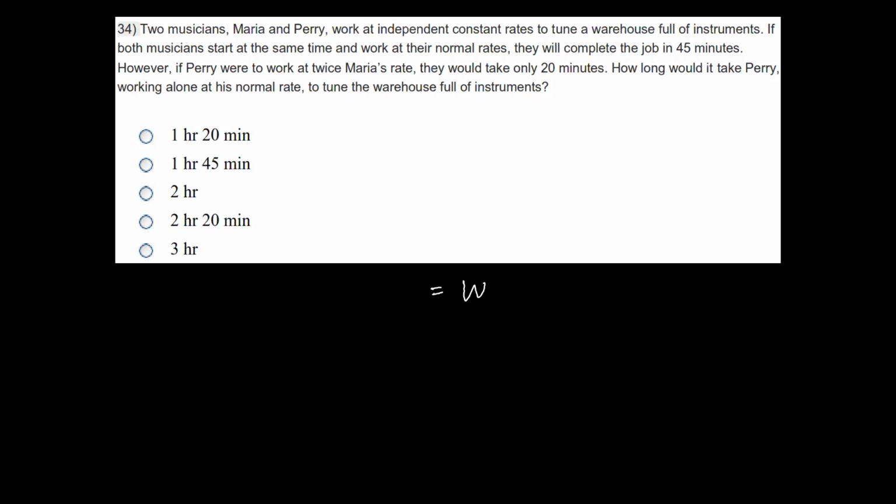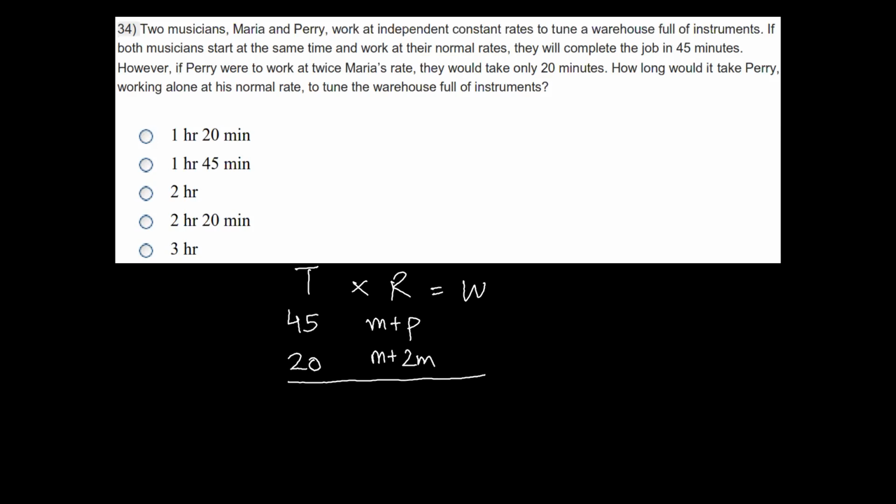Okay. So work done is equal to rate into time. So let's just fill in all the information. If both work at their normal rates, they'll finish the job in 45 minutes. So Maria plus Perry, they work together, they will finish the job in 45 minutes. Let's keep it 45 here. And if Perry were to work at twice Maria's rate, so Maria plus twice Maria's rate, they'll finish the job in 20 minutes. How long would it take Perry to finish the job alone?